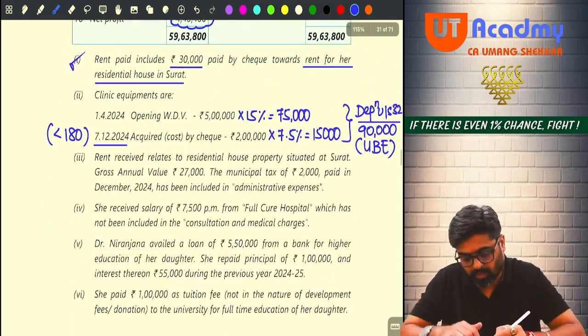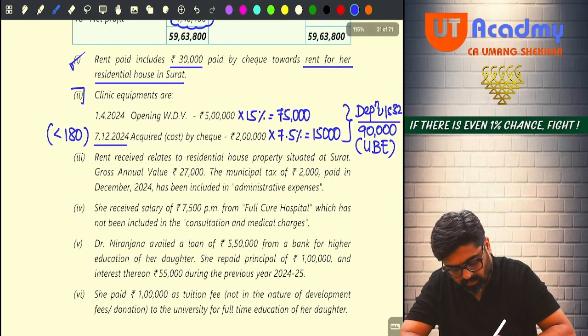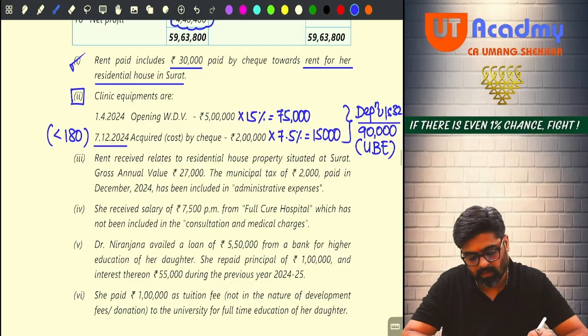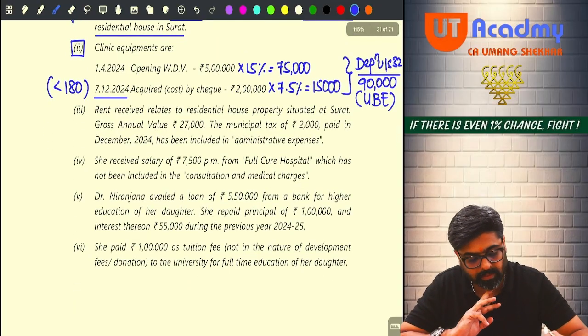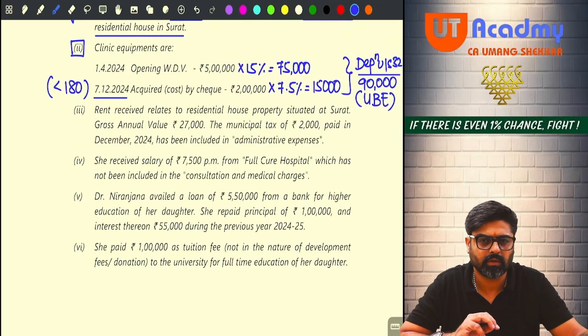Next one. So put this information in box. Now rent received relates to a residential property situated in Surat. Surat, have you seen somewhere? Anywhere have you seen Surat?